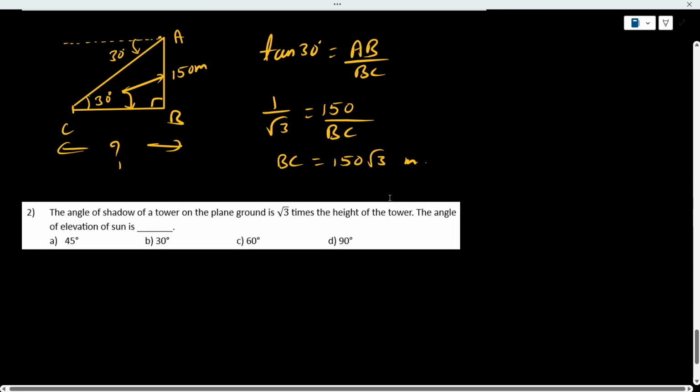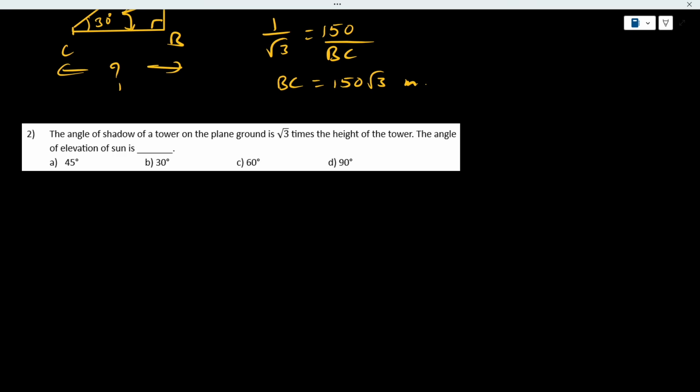Now the next question. What is given here? The length of the shadow of a tower on the plane ground is root 3 times the height of the tower. Now here you remember, if there is any tower, the shadow is always on the ground level. Now if AB is a tower, right? The shadow is going to be on the ground, and the shadow is root 3 times the height of the tower, right? So if I take it here, this is your shadow on the ground level, right?